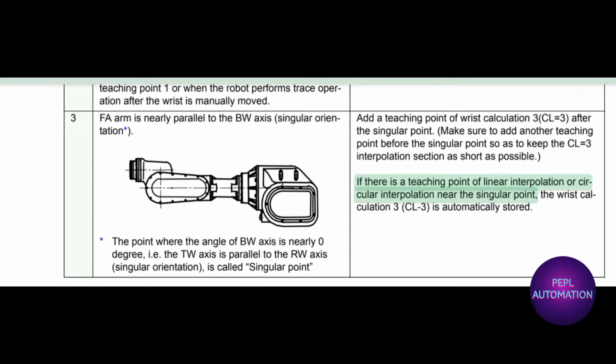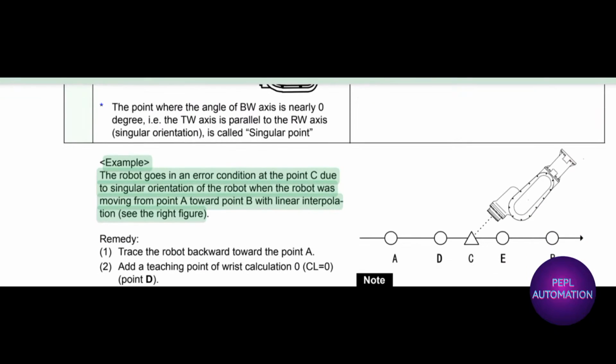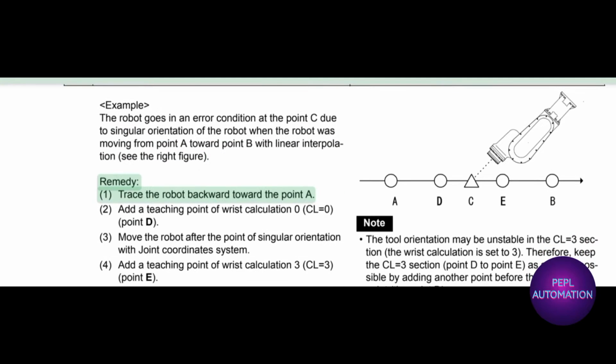If there is a teaching point of linear interpolation or circular interpolation near the singular point, the wrist calculation 3, CL3, is automatically stored. Example: the robot goes into an error condition at point C due to singular orientation of the robot when the robot was moving from point A toward point B with linear interpolation, see the right figure. Remedy: 1.